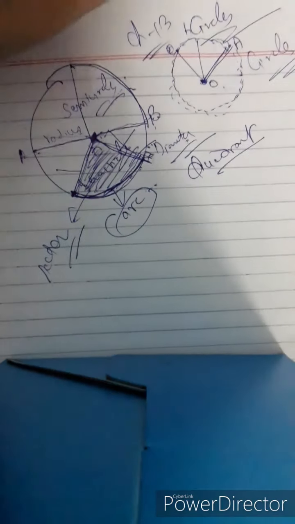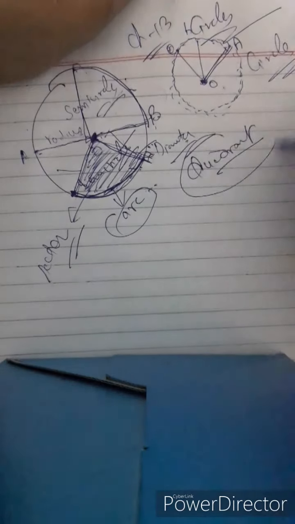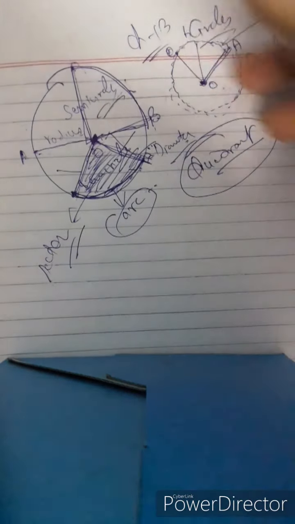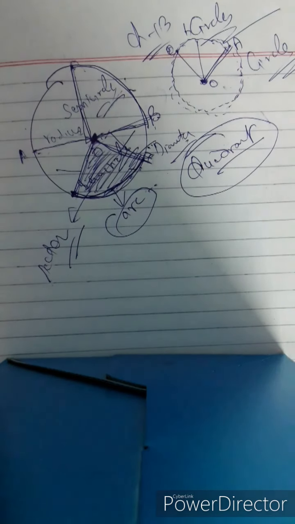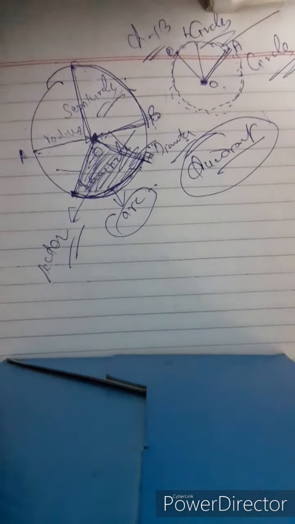Alright, I hope you got the points clear. The sector which is 1/4 of the circle is called the quadrant. A sector which is 1/4 of the circle is called a quadrant. So you have to remember these points. Now we'll see arcs and their measures.